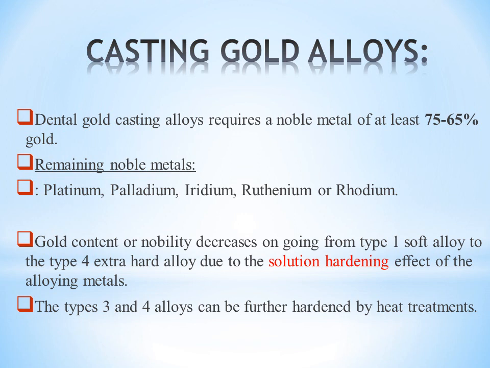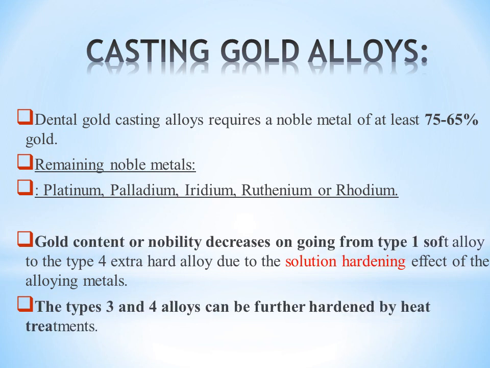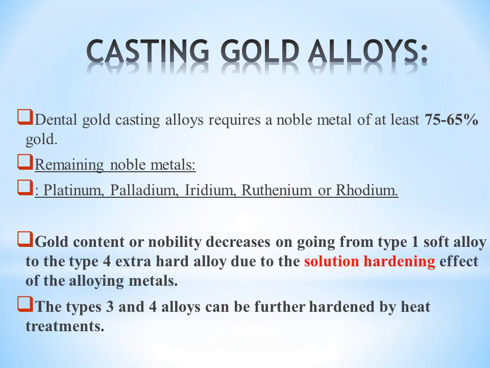Now we classify the casting gold alloys according to types from type 1 to type 4, and it is seen that from type 1 to type 4 the gold content or nobility decreases and it becomes harder. So basically type 1 is soft and the type 4 is extra hard due to solution and hardening effect of the alloying metal. This is basically a heat treatment that we carry out on the gold alloy so that its mechanical properties are enhanced. However, at the same time, the gold content or nobility is compromised. The type 3 and 4 can be further hardened by various other heat treatments.